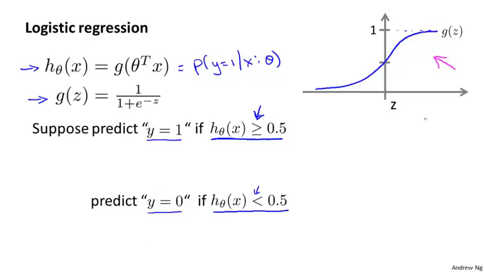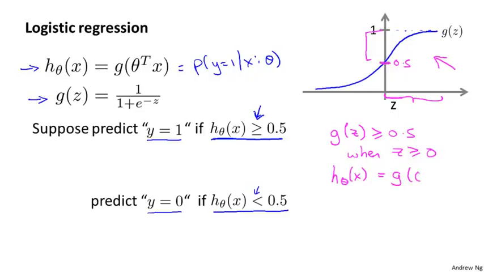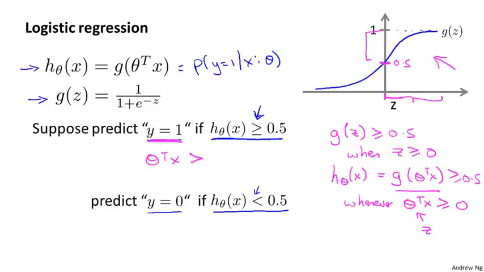If we look at this plot of the sigmoid function, we'll notice that the sigmoid function g of z is greater than or equal to 0.5 whenever z is greater than or equal to 0. So it's in this half of the figure that g takes on values that are 0.5 and higher, right? Because this notch here, that's the 0.5. And so when z is positive, g of z, the sigmoid function, is greater than or equal to 0.5. Since the hypothesis for logistic regression is h of x equals g of theta transpose x, this is therefore going to be greater than or equal to 0.5 whenever theta transpose x is greater than or equal to 0. So what we've shown, right, because here theta transpose x takes the role of z, is that our hypothesis is going to predict y equals 1 whenever theta transpose x is greater than or equal to 0.